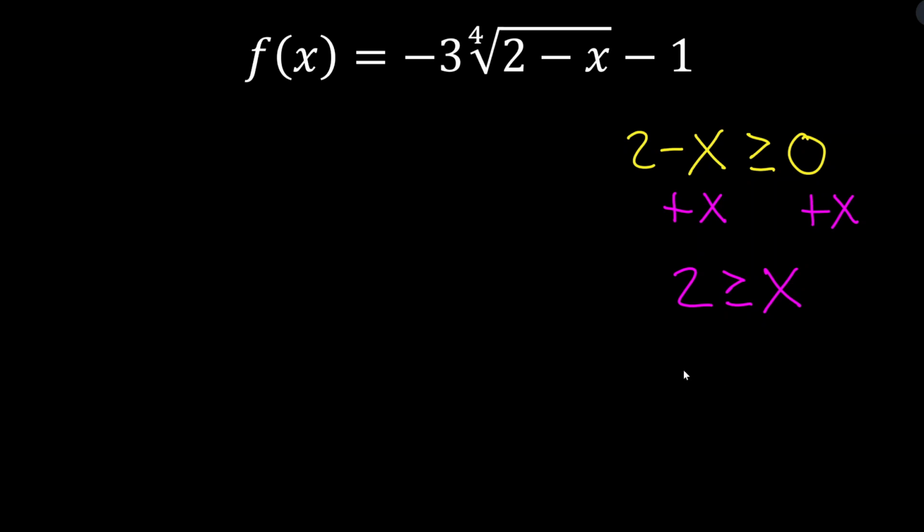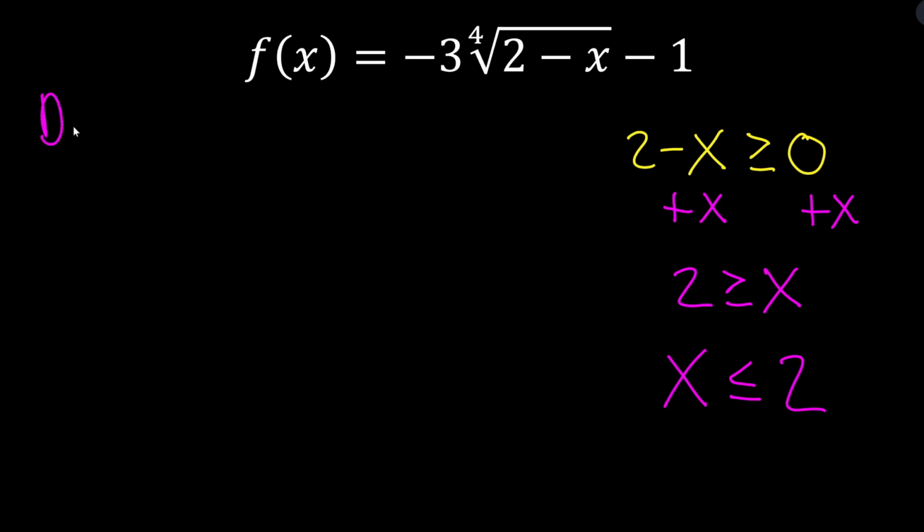I always like to write the x first. How can we write the x here but keep the inequality the same? Well, we can flip the direction of the inequality, okay? So we're just flipping it, and now this is a little bit easier to understand. X is less than or equal to 2, okay? So what does that mean?